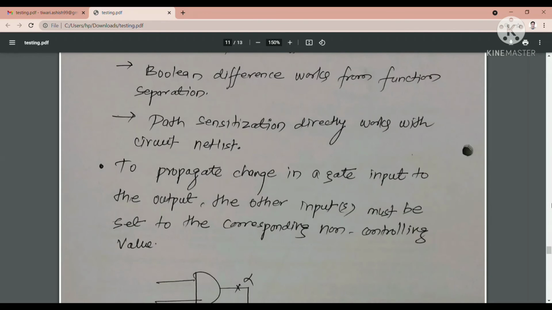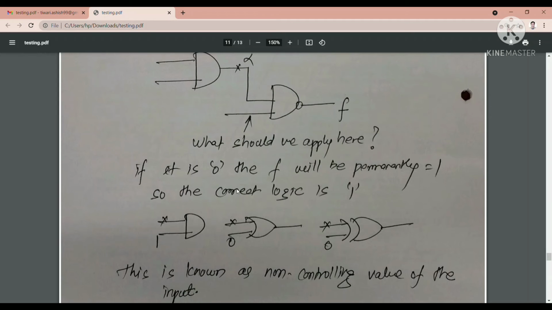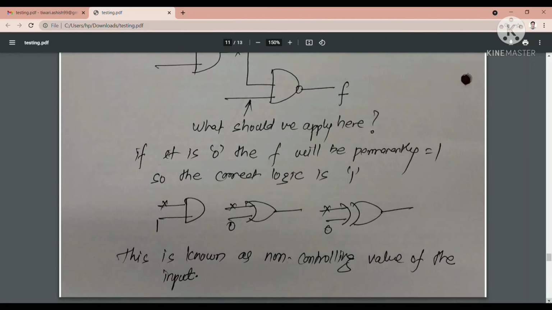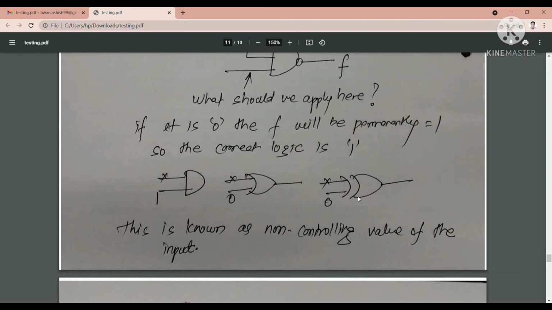It is the non-controlling value. So if we talk about the AND gate, OR gate and XOR gate, for the AND gate the non-controlling value is 1, for the OR gate the non-controlling value is 0, and for the XOR gate also the non-controlling value is 0. So if we talk about AND gate and NAND gate, the non-controlling value is 1, and if we talk about OR gate and XOR gate, the non-controlling value is 0.